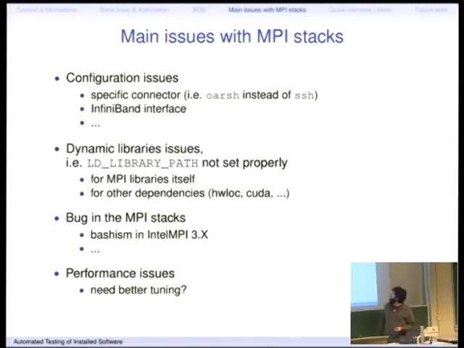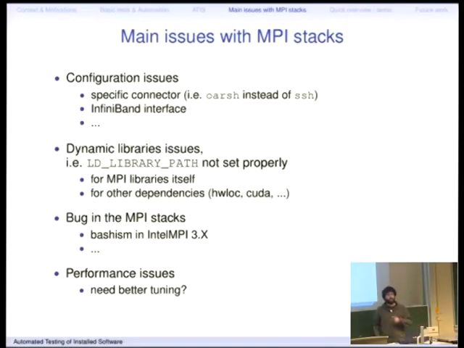So the first one we have is, for example, that at the University of Luxembourg, as a job scheduler, we're using OAR, which is inspired from PBS, but it's different. And it has a special constraint, which is that it's using a special connector. It's not using SSH, but OARSH, which is a kind of wrapper around SSH.